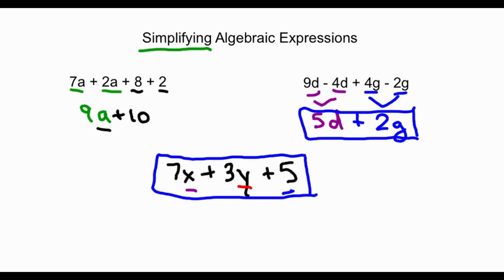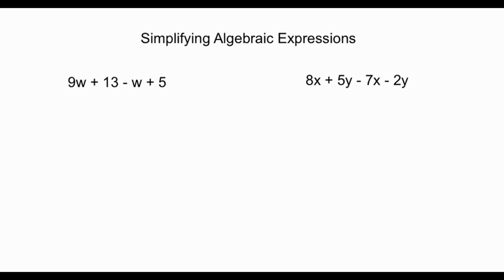Now I'm going to show you when things get a little bit more complicated. Looking at these two expressions, we do the same process. We start looking for like terms to simplify. Now, do we have any like terms? Yes, we do. We have the 9w here and the w here. And we also have the 13 over here and the 5 over here. So we got two algebraic terms with the same variable and two constant terms, the 13 and the 5.